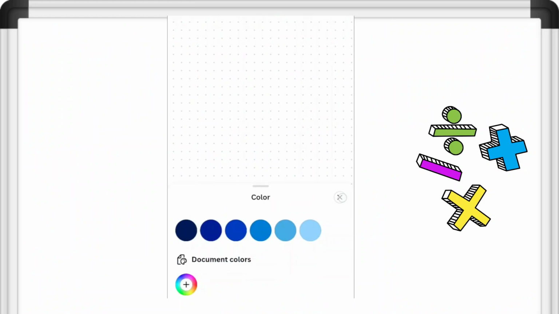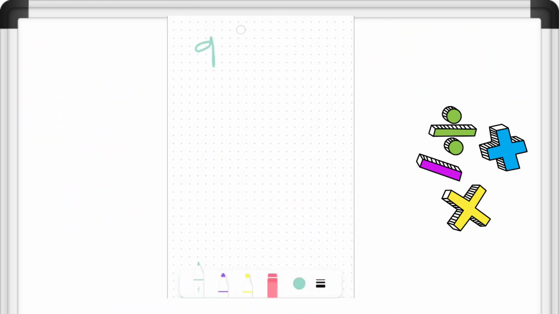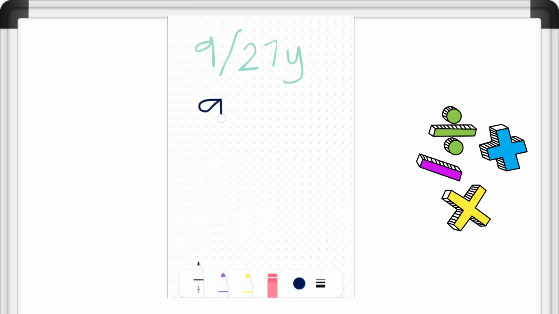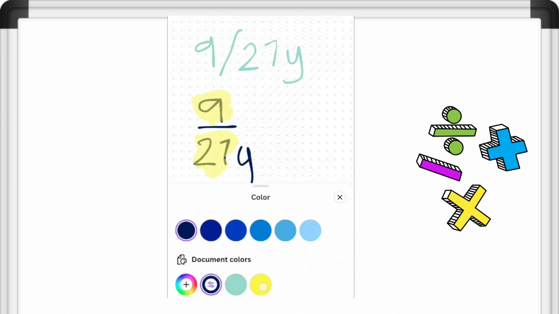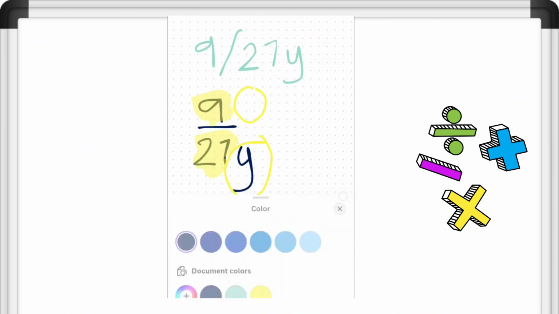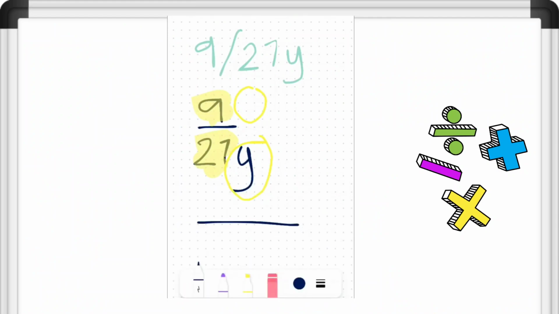So again, it's written as 9 divided by 27y. It's the same thing as saying 9 over 27y. So I have to look at what can go into 9 and into 27. And with my variables, I only have a y at the bottom, nothing at the top. So I know that at the bottom, I'm going to be left with a y.